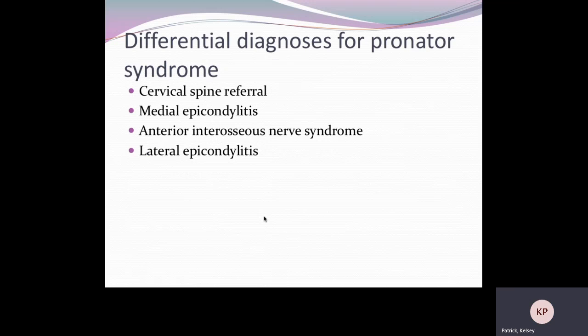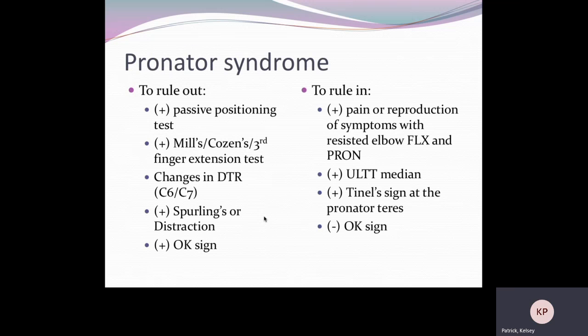The top differential diagnoses for pronator syndrome are cervical spine referral, medial epicondylitis, and anterior interosseous nerve syndrome. We also learned in lecture that lateral epicondylitis could be a differential diagnosis. On these lists, I chose the tests with the best sensitivities and specificities according to the literature.